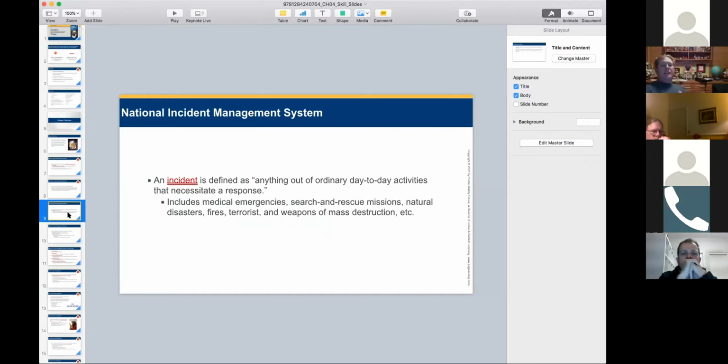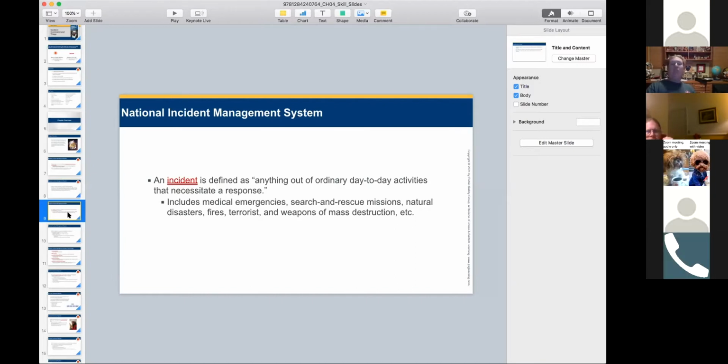An incident is defined as anything out of the ordinary day-to-day activities that necessitates a response. So anything that we respond to up on the mountain, mostly medical emergencies, but also search and rescue missions. Natural disaster for us is going to be what? Earthquake. How about avalanche? I'm thinking more of the mountains, okay? And unfortunately, the way the climate is out there, we see more and more people that look for areas of crowds that gives them an opportunity to hurt a large amount of people.